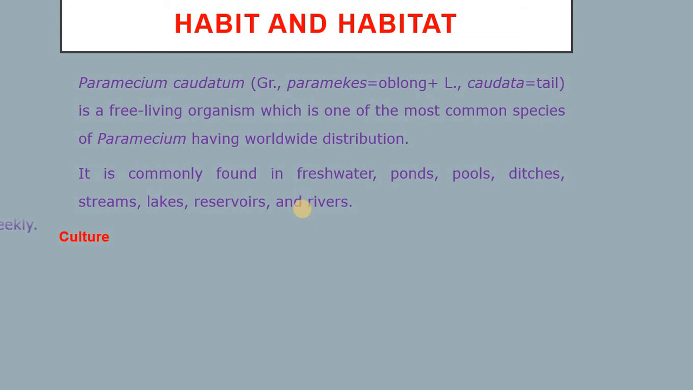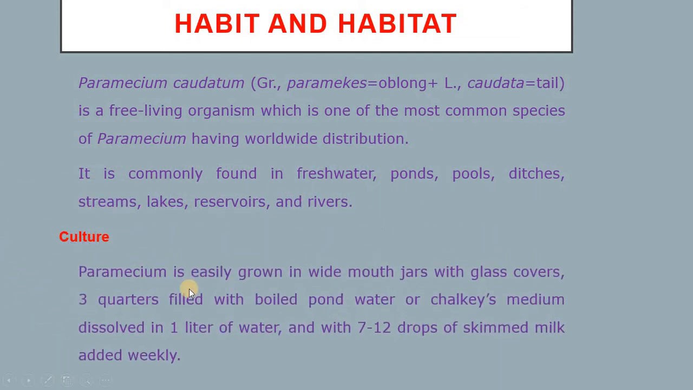Culture. Paramecium is easily grown in wide-mouthed jars with glass covers, three-quarters filled with boiled pond water or chalky medium dissolved in 1 liter of water, with 7 to 12 drops of skimmed milk added weekly. The jars are kept away from direct light to allow bacteria to flourish, which serve as the food for the multiplying Paramecium.